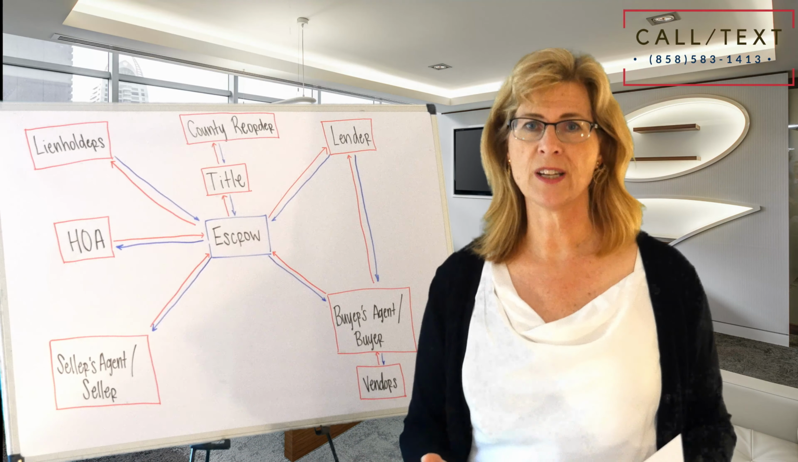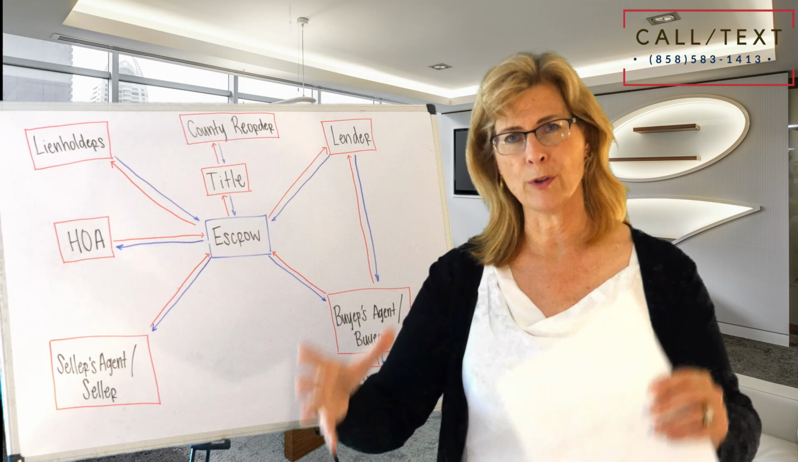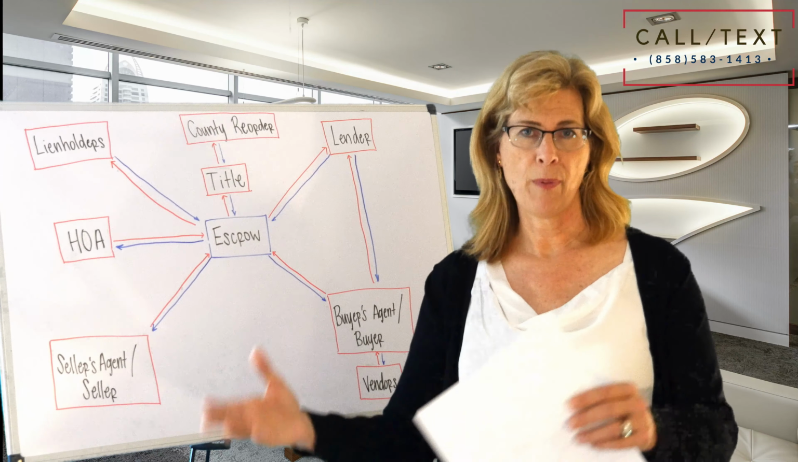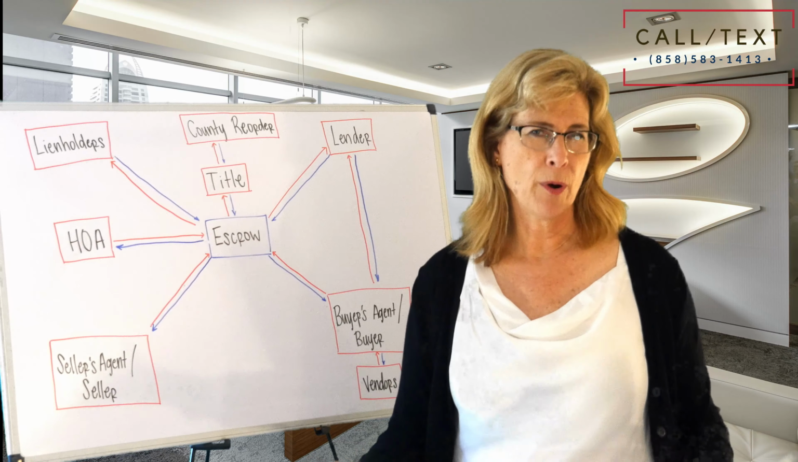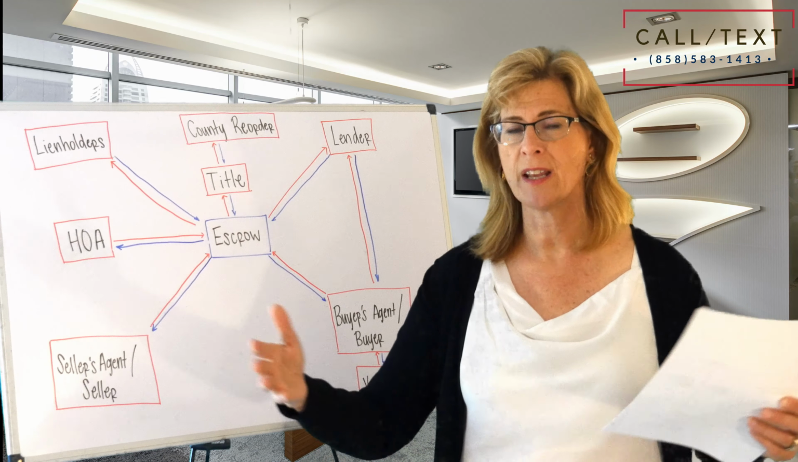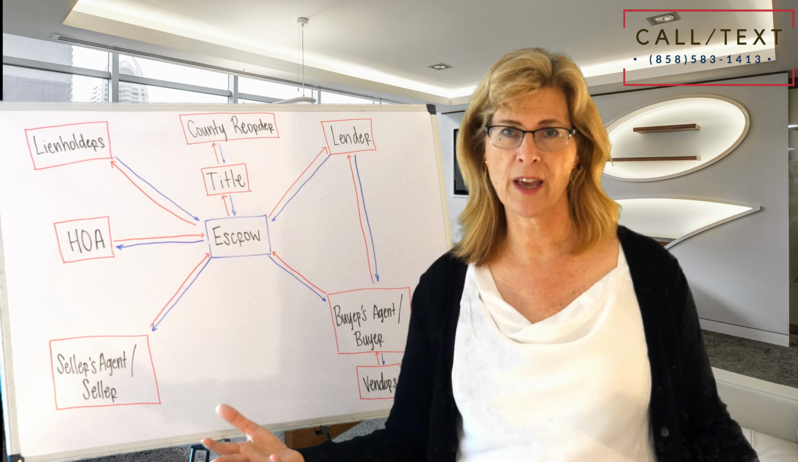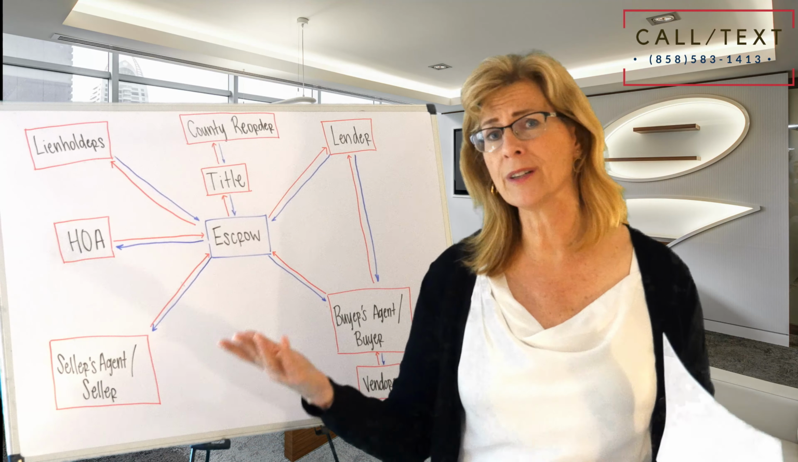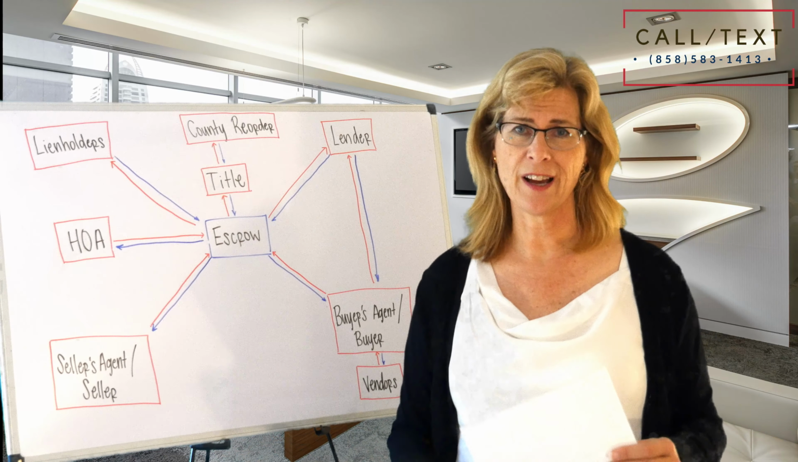Here in an escrow state, we allow a neutral third party to hold the paperwork and the money, and for the most part, unless there's some disagreement, it's the agents on both sides and the clients on both sides that will work together, and a lot of times never even see each other before the transaction is done.